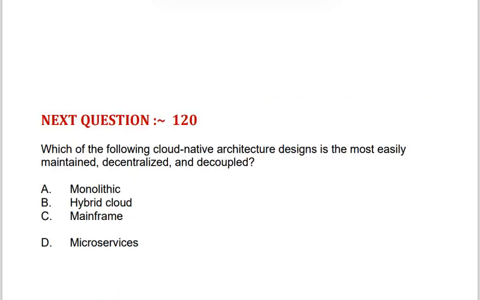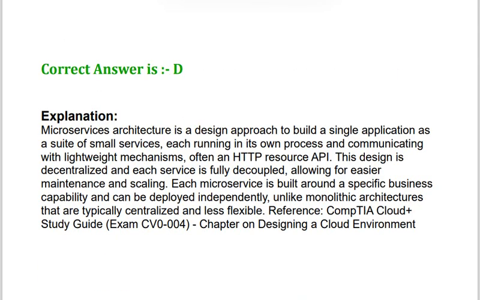Question is, which of the following cloud native architecture designs is the most easily maintained, decentralized, and decoupled? Option A, monolithic. Option B, hybrid cloud. Option C, mainframe. Option D, microservices. Correct answer is option D.